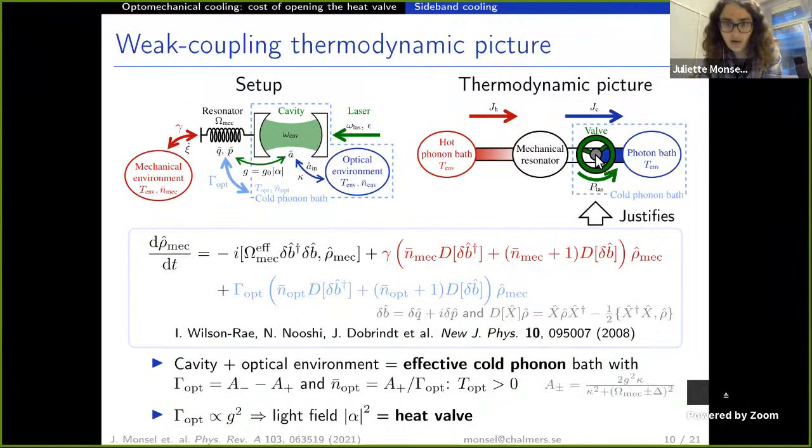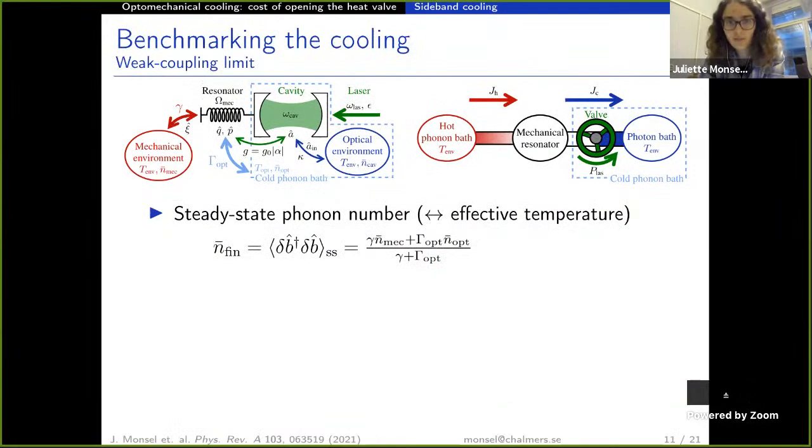Okay. So now how can we use this thermodynamic picture to analyze the performance of the optomechanical cooling? First of all, everybody looks at the steady state phonon number because it's directly related to the effective temperature of the mechanics. And in the weak coupling limit, it has this nice expression where we clearly see the contribution of the hot bath and of the cold bath. But it doesn't tell us the full story about the cooling.